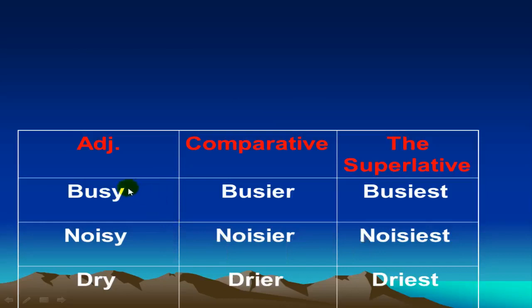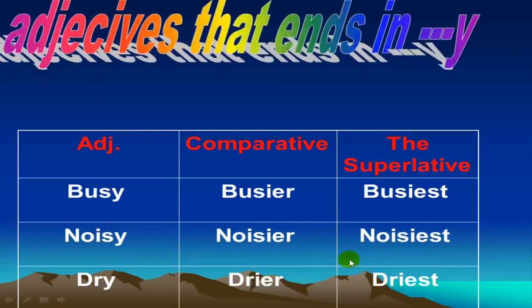If the adjective ends with Y, like busy, noisy, dry, what do we do? Busy, busier, I-E-R. We cross out Y and then we add E-R: busier. Busier than, the busiest, I-E-S-T. Noisy, noisier, I-E-R, noisiest. Dry, drier than, the driest. These are adjectives that end in Y.